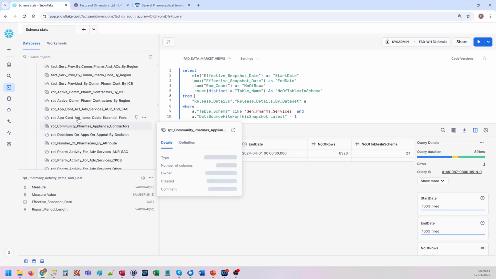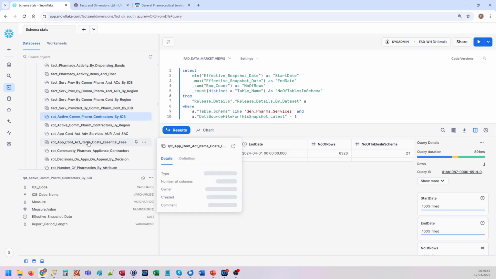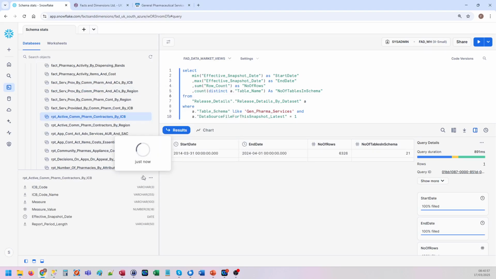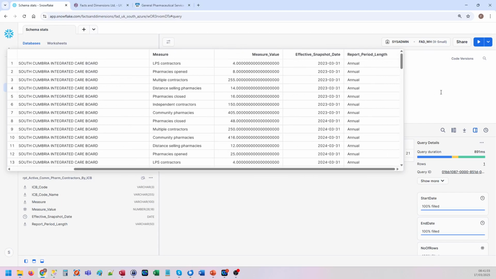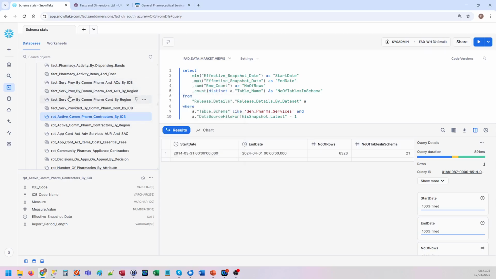Pick another one. Contractors by ICB, Integrated Care Board. So you've got the different care boards, measures and counts and dates, and 20 odd tables there.